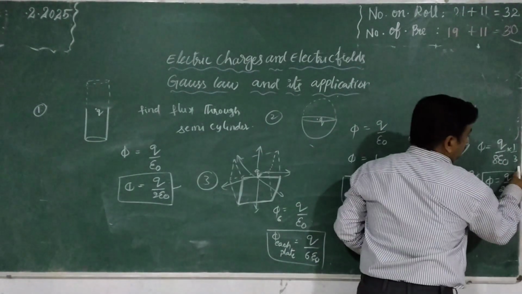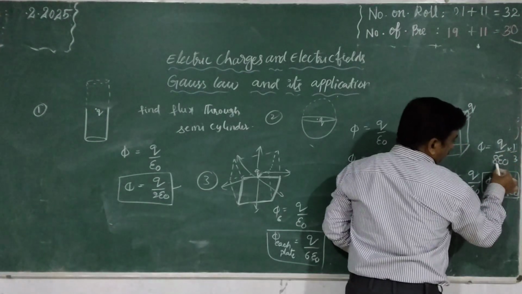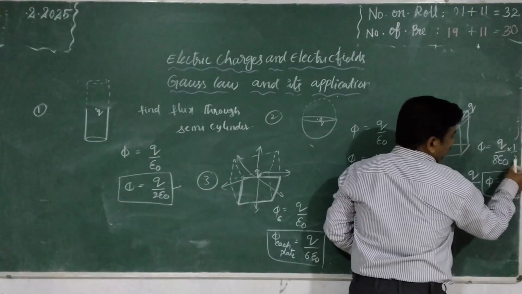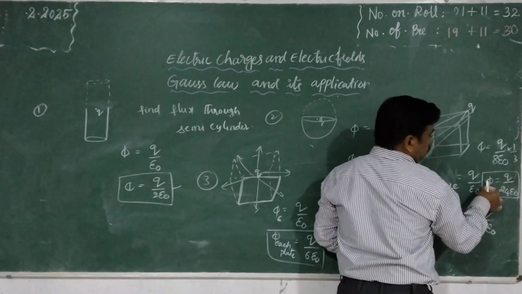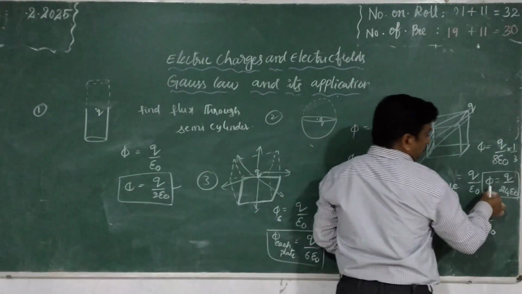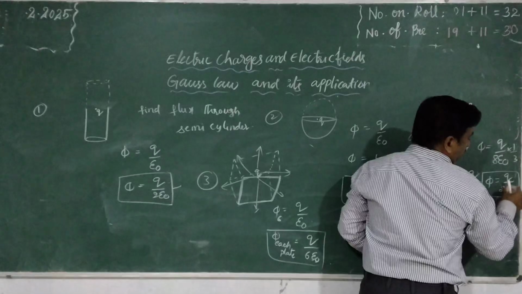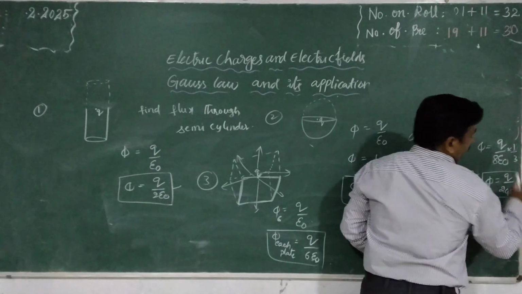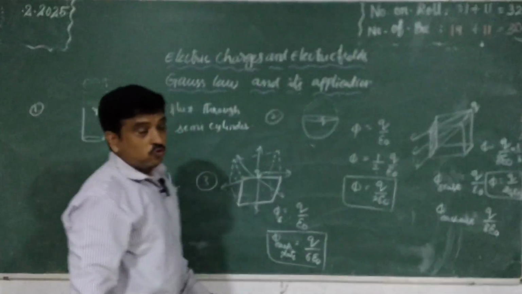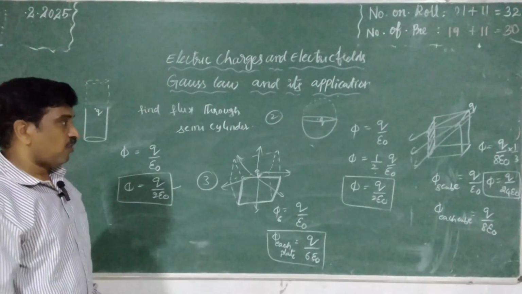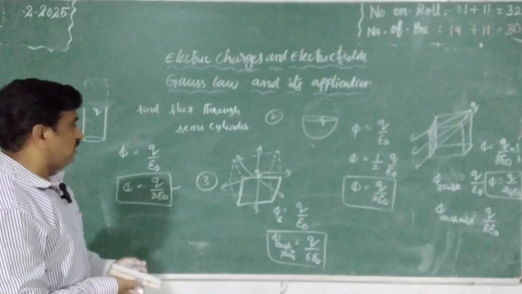So here we can write 1 by 3. So Q by 8 epsilon naught into 1 by 3, 8 times 3 is 24. What is the flux through this shaded face? Phi equal to Q by 24 epsilon naught. These are the applications.